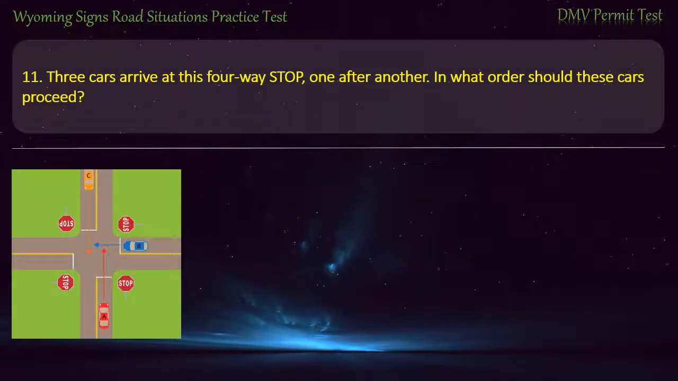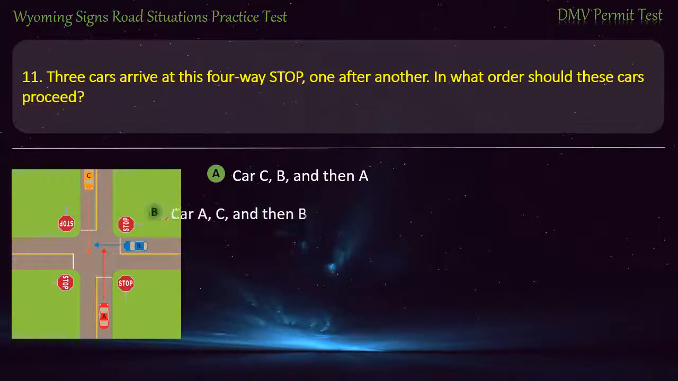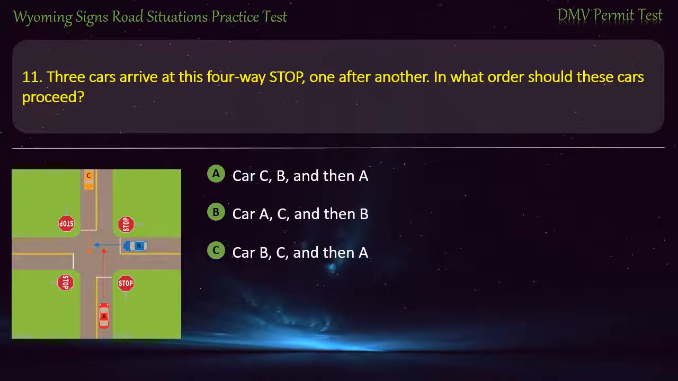Question 11. 3 cars arrive at this 4-way stop, one after another. In what order should these cars proceed? Car C, B, and then A. Car A, C, and then B. Car B, C, and then A. Car B, A, and then C. Answer. Car B, A, and then C.